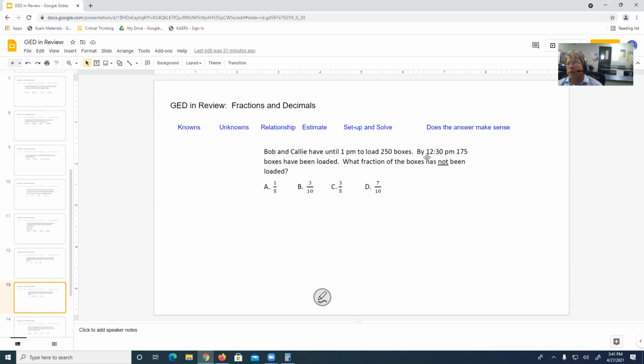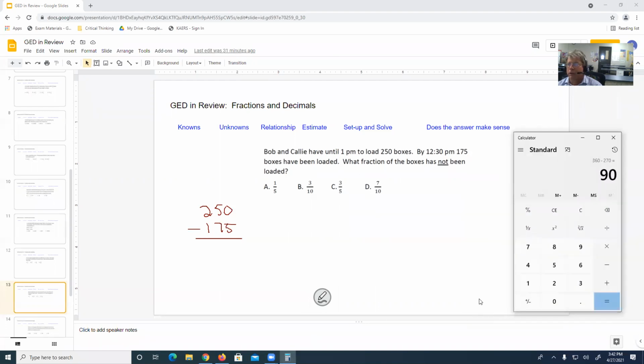By 12:30 p.m., 175 boxes have been loaded. The question, though, is asking what fraction of the boxes has not been loaded. So I know their goal is 250 boxes, and they've loaded 175. If I subtract those, that's going to tell me how many boxes are left to be loaded. So I've got to do some math there, because it says has not been loaded. So I have to subtract those to determine that.